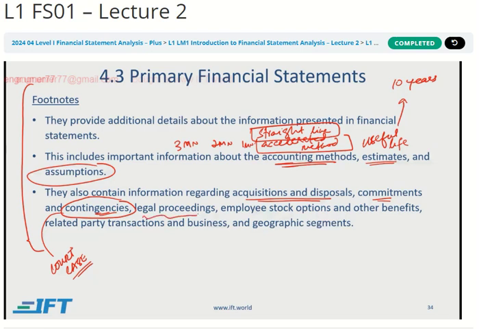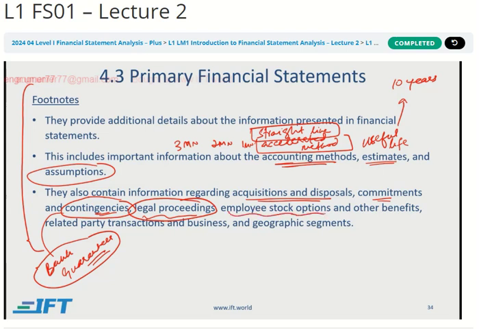So legal proceedings, contingencies, any kind. Or, for example, another example of a contingency: let's say you have given some bank guarantees. If you're a financial institution and you have given bank guarantees for your clients, and if those clients lose their court cases, then you will have to pay up on those bank guarantees, and therefore it is going to be a contingency for you.